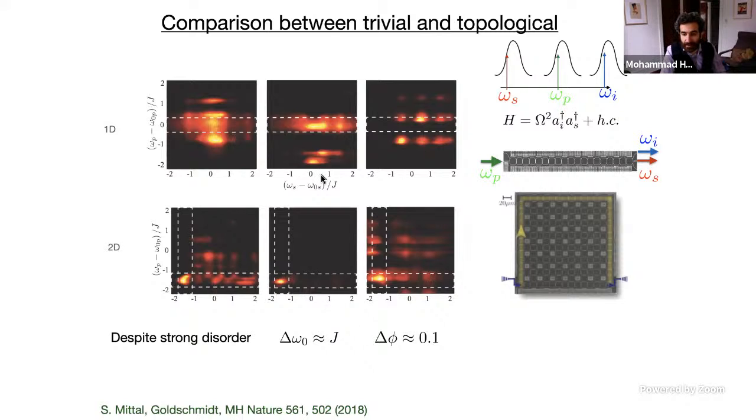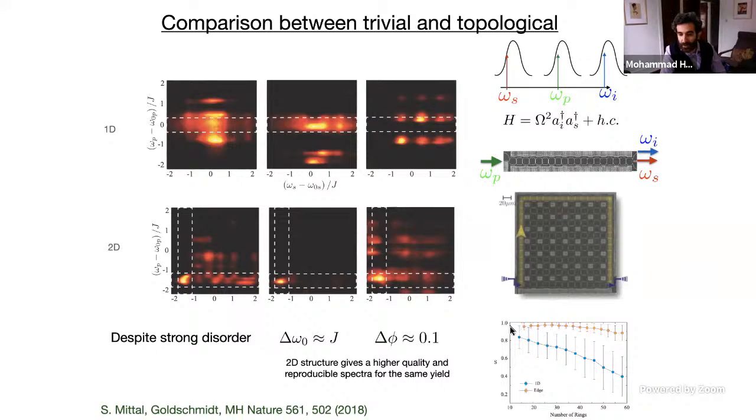So these are experimental data, and one can actually do a numerical simulation and see how similarity between different spectra changes as a function of the number of resonators in the system, basically as a function of system size. In a one-dimensional system, it just goes down. The spectra become different from each other. But in a two-dimensional system, it more or less stays the same when we go to larger and larger systems.